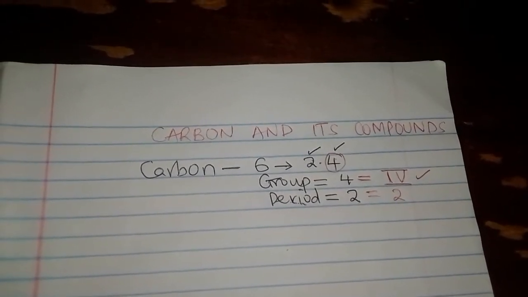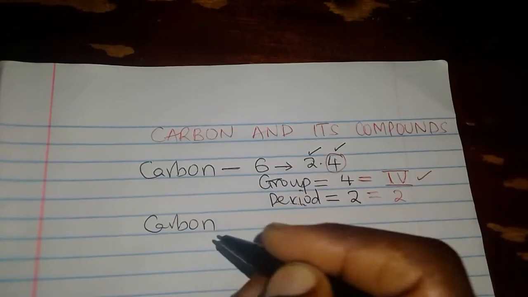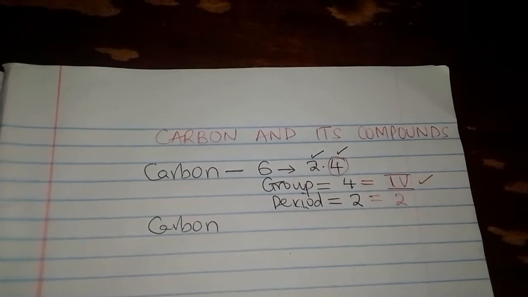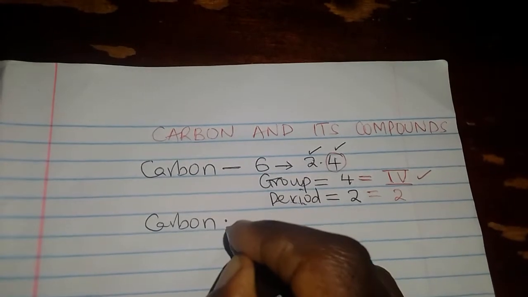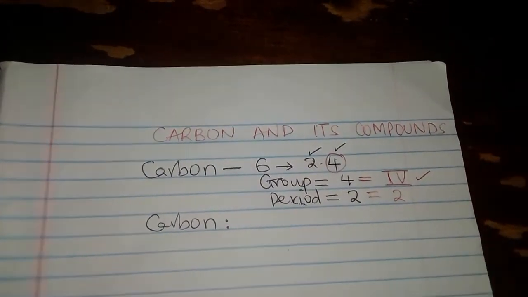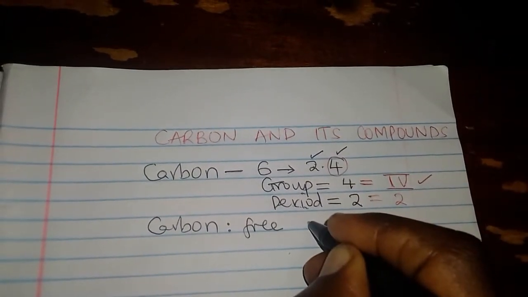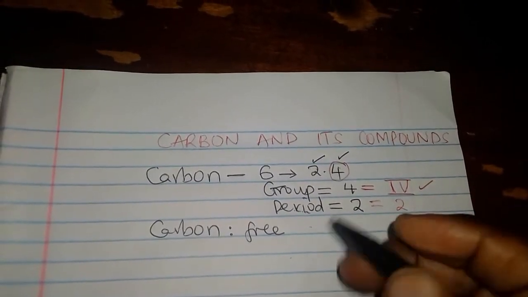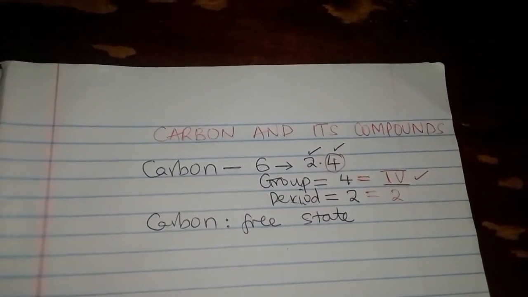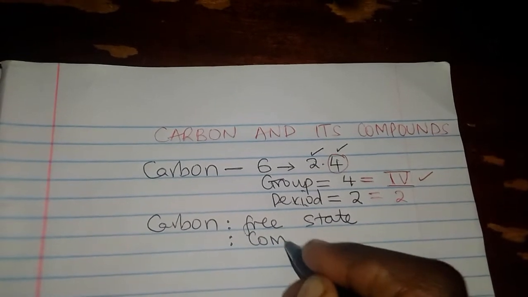Having noted that, I also want you to note that carbon is an element that can be found in different forms. In other words, I'm looking at the sources of carbon. Where can I get this element? Number 1, carbon can exist as a free element, or in a free state. Good. Or it can also exist as an element but in a combined state.